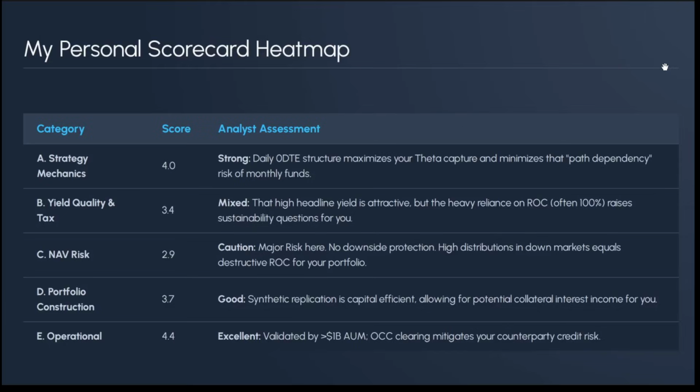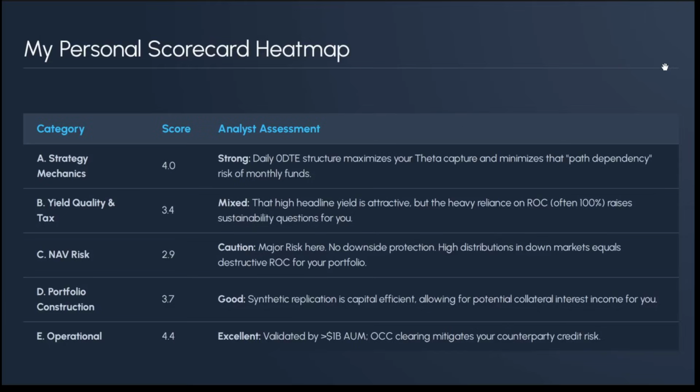Yield, quality, and tax, I'm going to say like a 3.4 out of 5. I'm mixed on this, right? That high headline yield is attractive, but the heavy reliance on return of capital, often 100%, raises sustainability questions for you. NAV risk, this is where it gets kind of, all right, you're going to have to be careful with this one, right? In a strong, unstoppable bull market, very good.